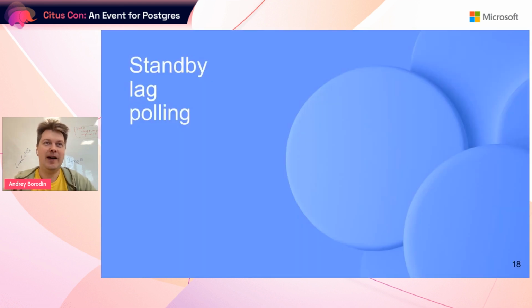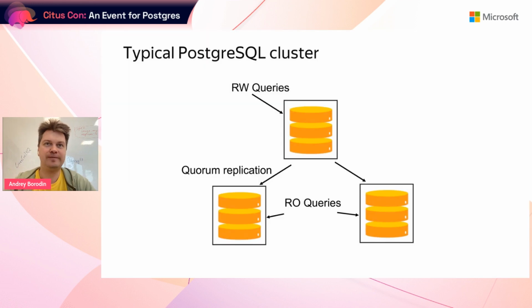Let's talk about standby lag polling. What's it for? In this architecture, you have standbys. They are here for high availability, like you can fail over primary node to any standby in a quorum replication. And these standbys also can be used as hot standbys for executing read-only queries. This allows you to not waste a lot of hardware only for reasons of high availability.